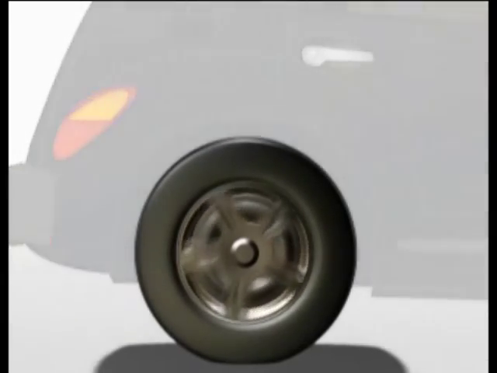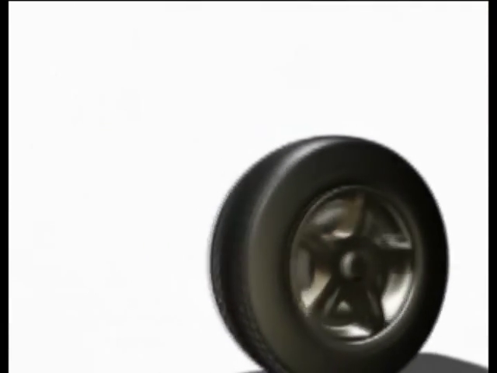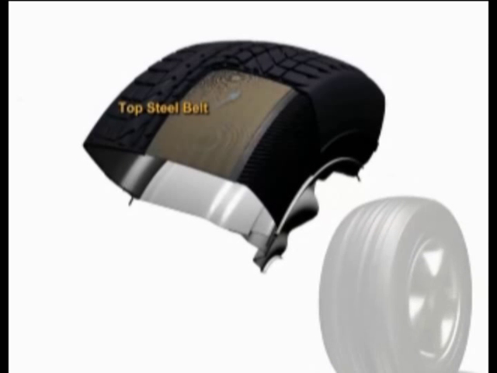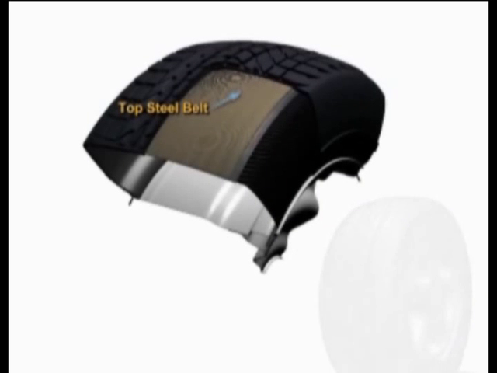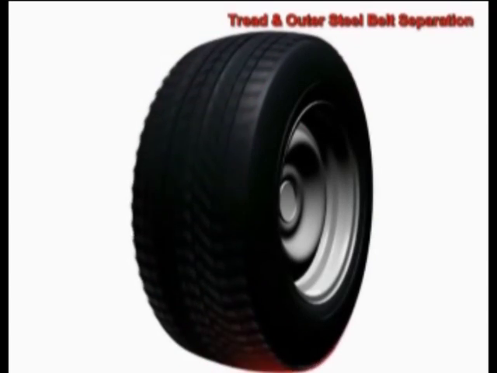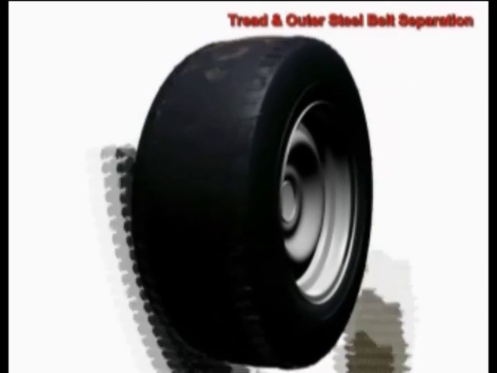This animation shows the tire on the vehicle. We cut into the tire and we see its components, the tread and the inner liner. Looking after the tread is removed, we see the top steel belt and the bottom steel belt. Stresses between the two steel belts are what leads the top steel belt and tread to separate. Here the crack begins, and the stress causes separation between the two belts. As the tire rotates through its contact patch, the separation grows and the tread separates.